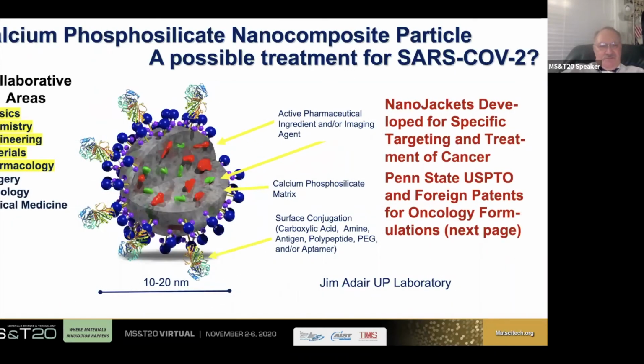So the particle that we developed, the platform particle, is an amorphous calcium phosphosilicate. Early on, we found out that if we add about 10% substituted silicate for the phosphate in our reverse micelle process, which everyone said we couldn't scale up, which we have scaled up, the silicate stabilizes the amorphous form of calcium phosphate.